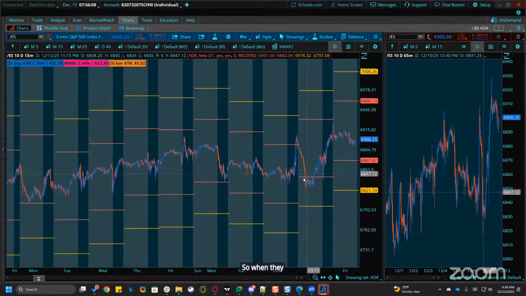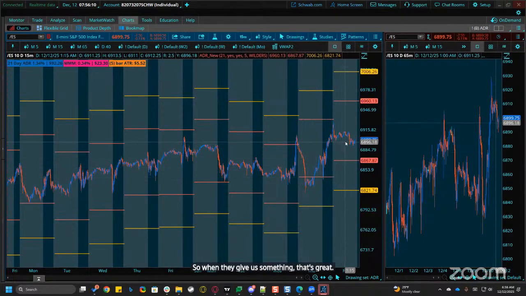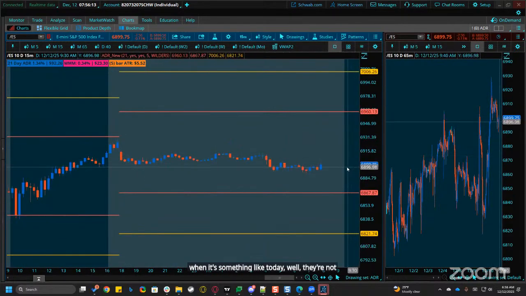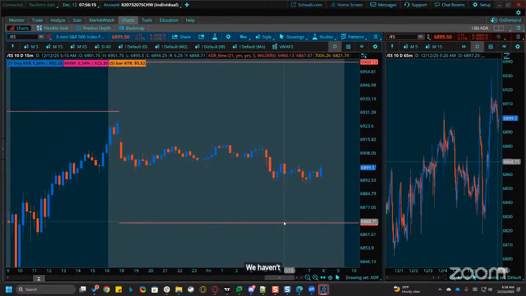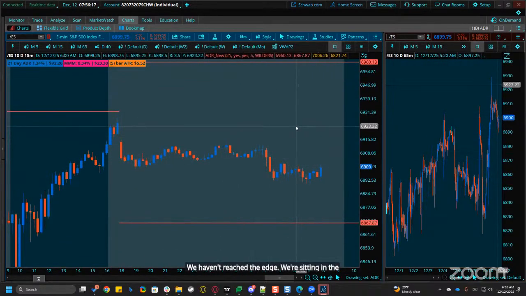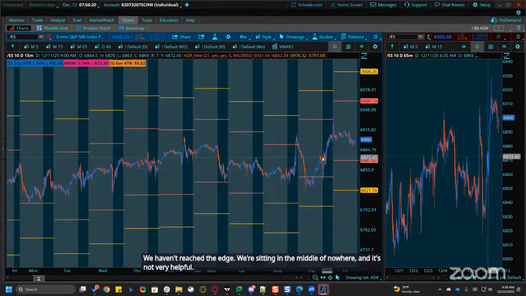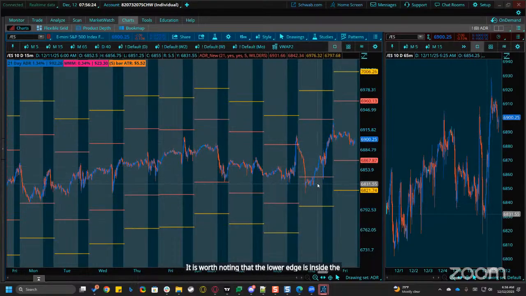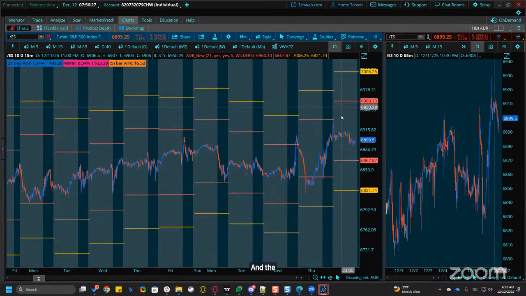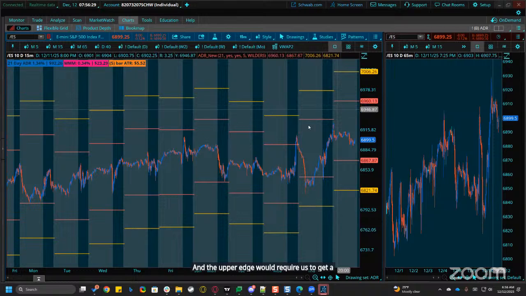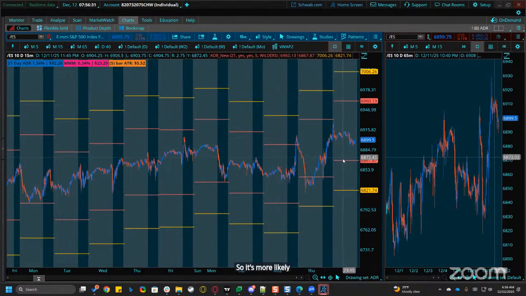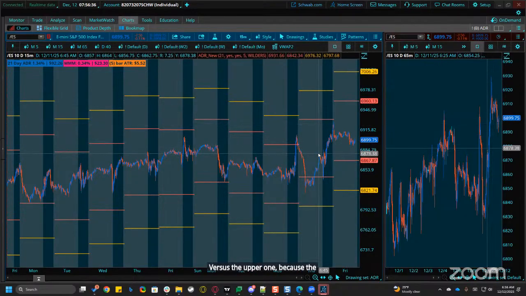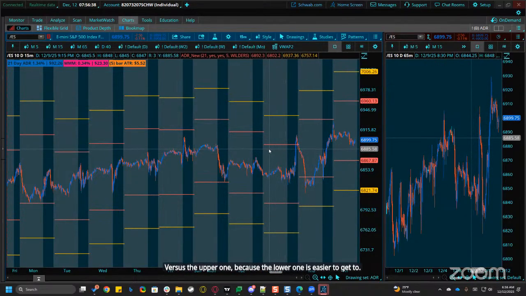So when they give us something, that's great. When it's something like today, well, they're not giving us anything at this point. We haven't reached the edge. We're sitting in the middle of nowhere, and that's not very helpful. It is worth noting that the lower edge is inside the range that we are, and the upper edge would require us to get a breakout to get there. So it's more likely that we hit the lower one versus the upper one because the lower one is easier to get to. The path of least resistance.